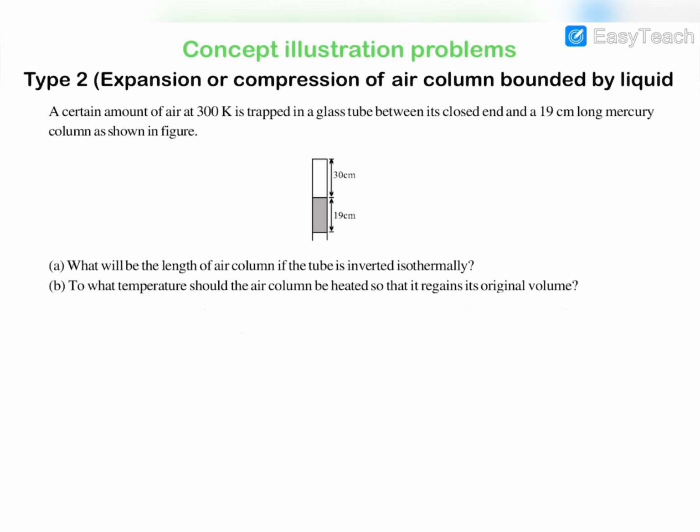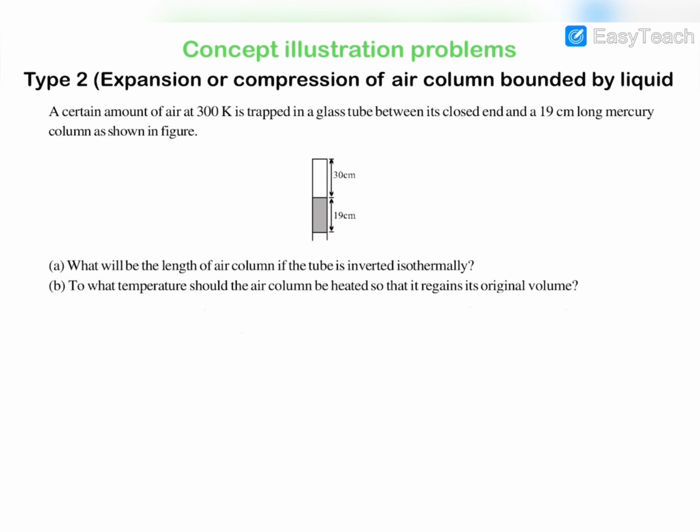Now, in this first question, you can see that there is a glass tube in which there is some amount of air at 300 Kelvin, and this air is trapped between the closed end of the tube and this mercury column. The length of this mercury column is 19 centimeters, and we have to find out the length of the air column when this tube is inverted.